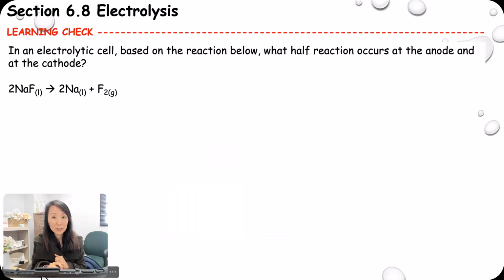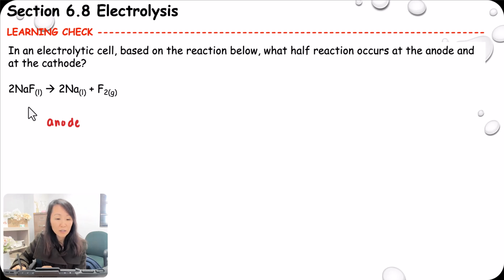Now let's do a learning check based on what we have learned so far. So we've got the anode and the cathode that we're trying to find in this electrolytic cell based on the reaction below. So we have sodium fluoride instead of chlorine. We have fluoride, and then we have sodium and fluorine gas, okay? So let's go with the anode first. So on the left side, we have our anode.